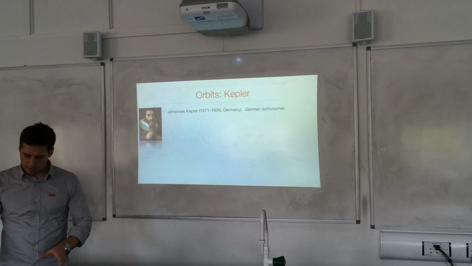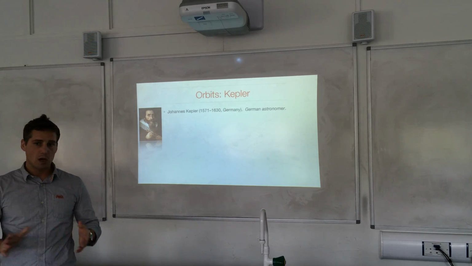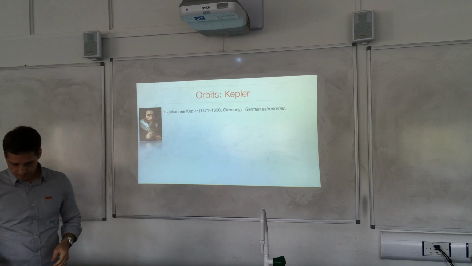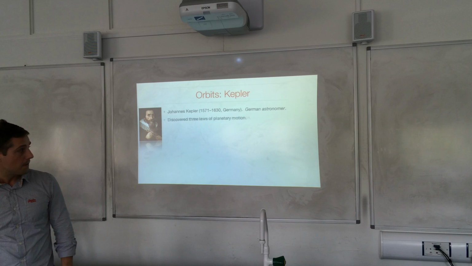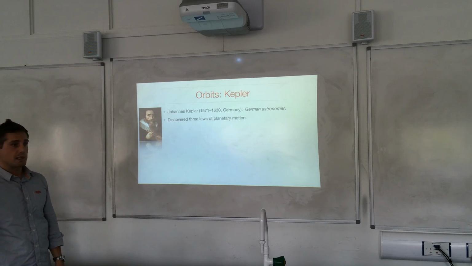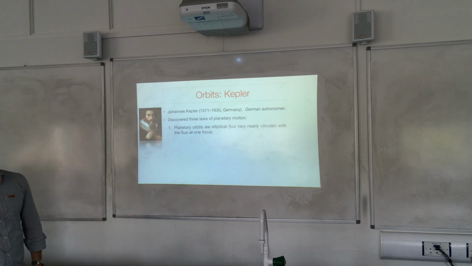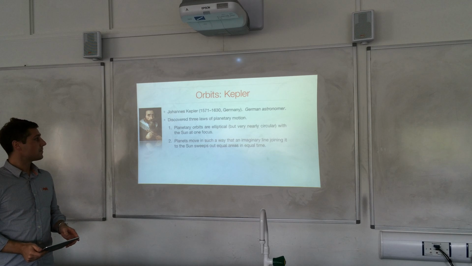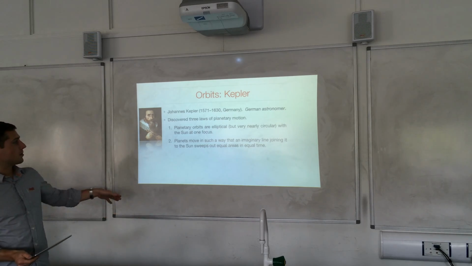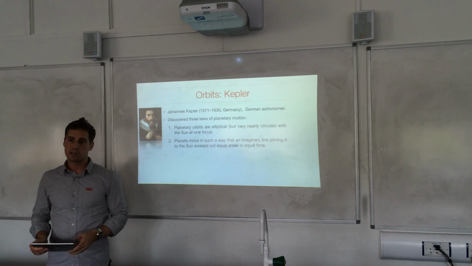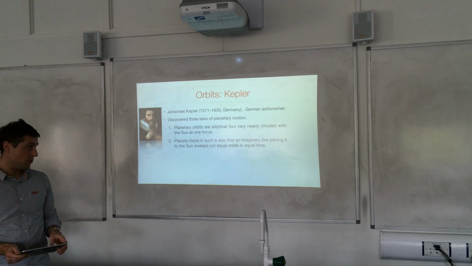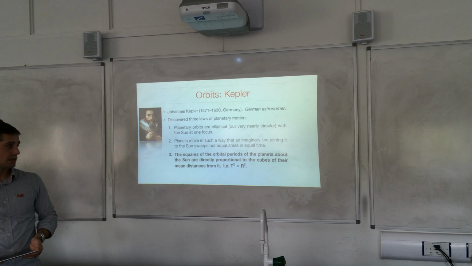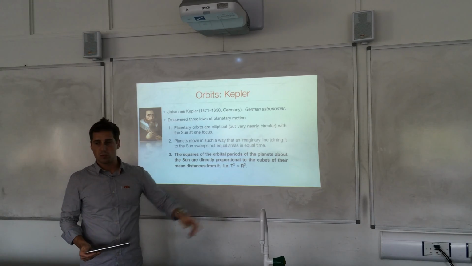orbits. Now what I've done here is, you can consider Newton's work on gravity and so on first, but chronologically Kepler came first, right? He was a German astronomer, and he did a lot of work with Tycho Brahe, and he discovered 3 laws of planetary motion. Firstly, planetary orbits are elliptical, but they are very nearly circular, with the Sun at one focus. Planets move in such a way that an imaginary line that joins the planet and the Sun sweeps out equal areas in equal time. And the third law, which you need to know, those 2 you don't need to know: the squares of the orbital periods of the planets about the Sun are directly proportional to the cubes of their mean distances from it. I.e., T squared is proportional to r cubed.